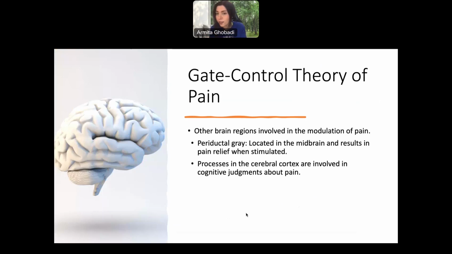There are some specific regions in your brain that perceive pain and help you modulate that pain. Some of them are in your midbrain, which results in pain relief. But the main part is in your cerebral cortex, which helps you with cognitive judgment of pain. I'm going to give you another example.